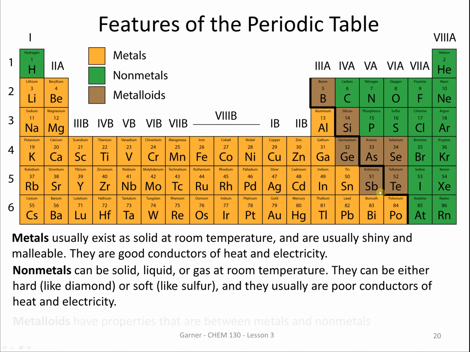What you'll notice as well is that there are a few elements that kind of straddle this line. So these elements are known as metalloids. They have properties that are kind of somewhere in between that of a metal and a nonmetal. So these elements that are shown here in brown, these are what we call metalloids.